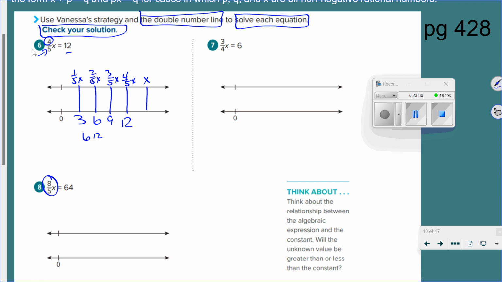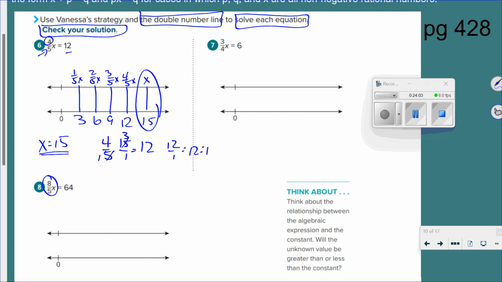So I now have my solution, but I've not identified it. So I need to identify my solution. X equals 15. And we need to check it. So 4/5 times 15 over 1 equals 12. I can do a quick reduction. 4 times 3 is 12. 1 times 1 is 1. 12 equals 12, which equals 12. Check. Again, if you don't like doing the reductions, 4 times 15 is going to give me 60. 5 times 1 is going to give me 5. 60 divided by 5 is going to go once.